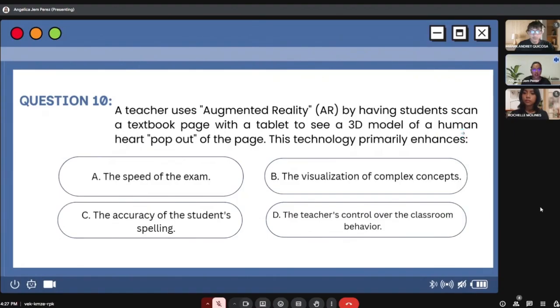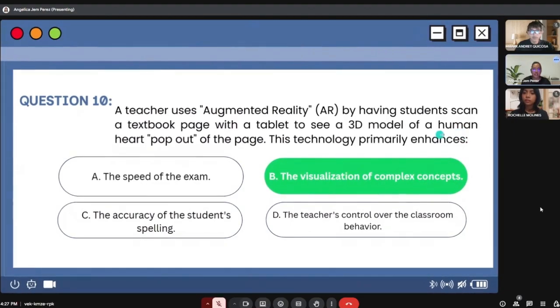And the correct answer is B. The visualization of complex concepts. Why? Because augmented reality helps students see things more clearly, especially topics that are hard to imagine like the parts of the human heart. And seeing it in 3D makes learning easier and more interesting.